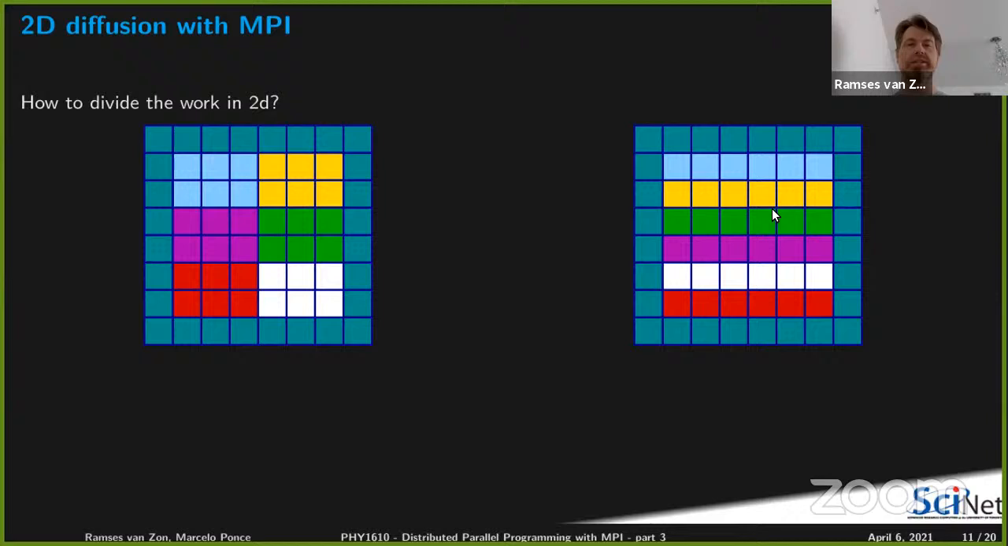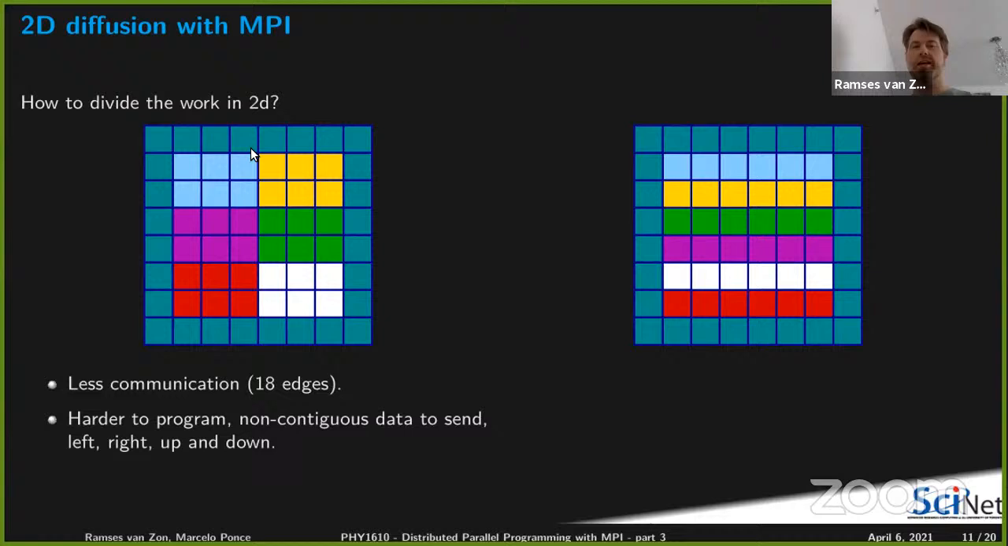This is easier to code in the sense that I'm really just parallelizing in one direction. So whatever happens in the other direction, I don't have to worry about. So it's easier, but there are some advantages if you decompose in the other way, because you will have less communication. The communication has to happen. Remember, these are just boundaries, right? So communication happens across the domains.